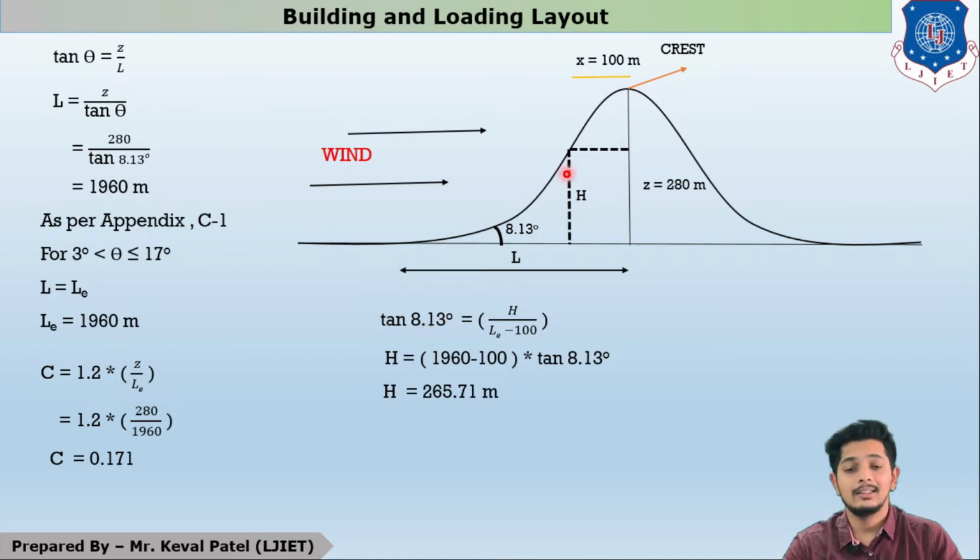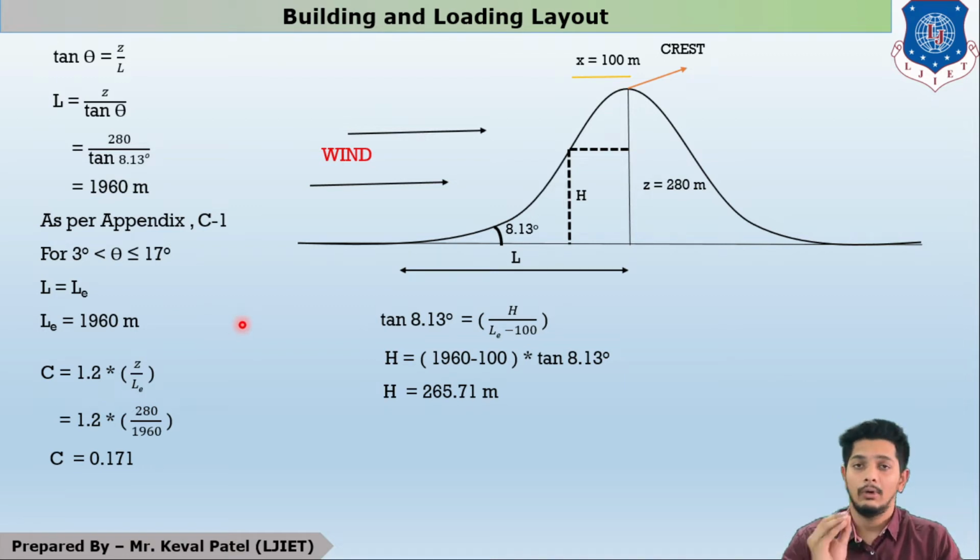Tan theta is equal to H, which is unknown, by L minus X. So I will get my H, and according to that, H is equal to 265.71 meter. So now I have H and L. H and L will help me to find out C and S0. For C, Z and L are required.